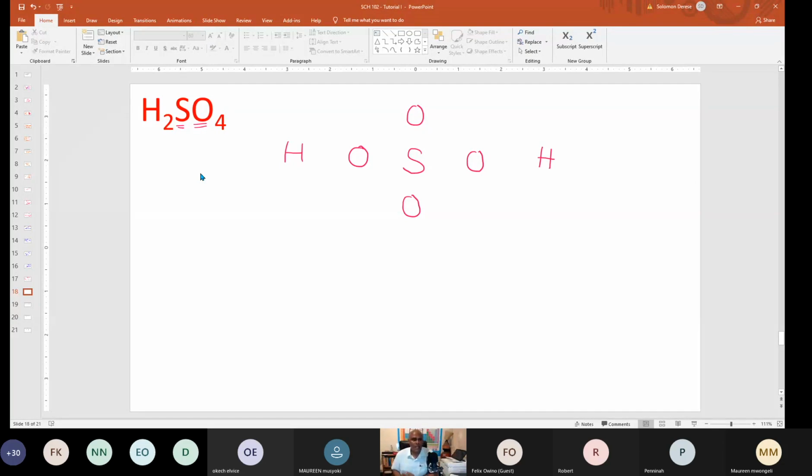And then if you look, we have 2 hydrogens, 1 sulfur, and 4 oxygens. Because of the 2 hydrogens, these are 2 electrons. Sulfur is 6. Oxygen is also in group 6, 4 times 6. So if you count, the total number of electrons is 24 plus 8, 32.